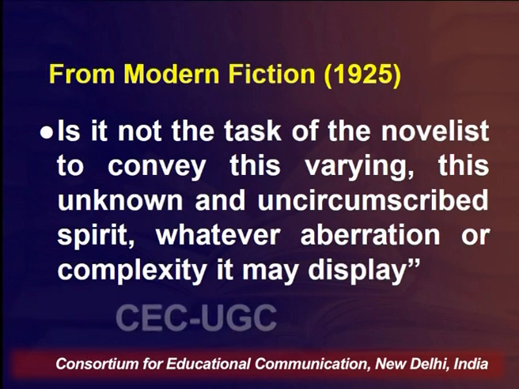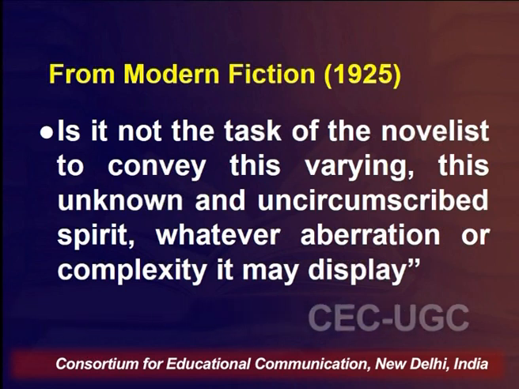Right. Like she says, again from Modern Fiction, that it is not the task of the novelist to convey this varying, this unknown and uncircumscribed spirit, whatever aberrations and complexity it may display. So the idea is that no matter how complex, or whatever aberrations are there, the writer should just display them as they are. Again, the point is, why is it that the mind is to be given precedence over society at this particular point in time? Is society too daunting for the writer?